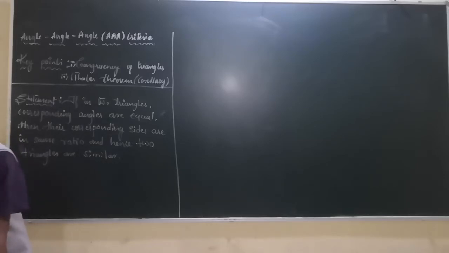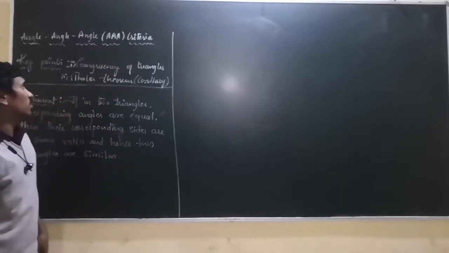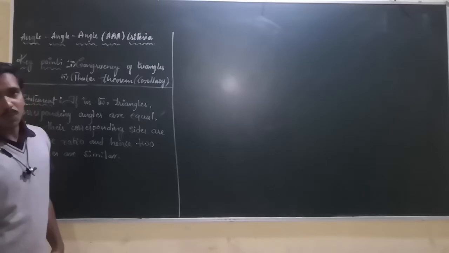Hi everyone. Today we are going to discuss the angle criteria theorem. This is also called the AAA criteria. Sometimes you can also call it just the AA criteria. To prove this theorem, there are two key points.